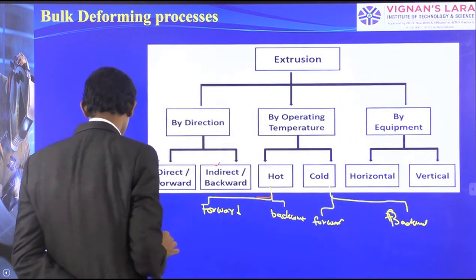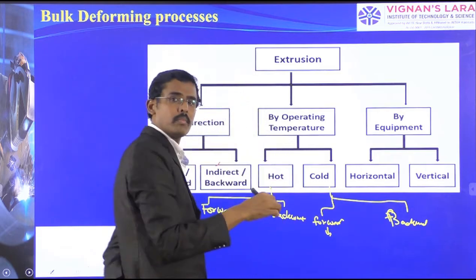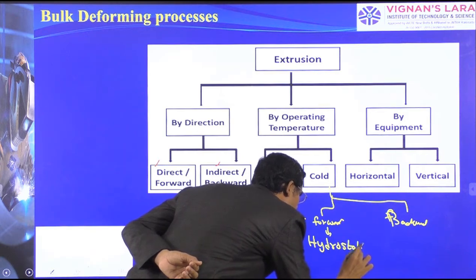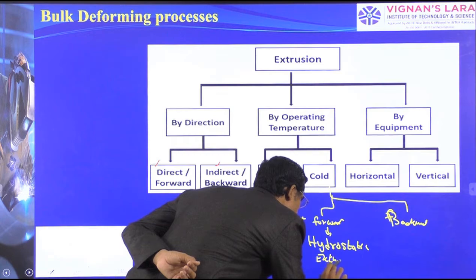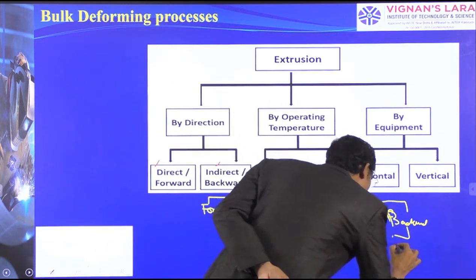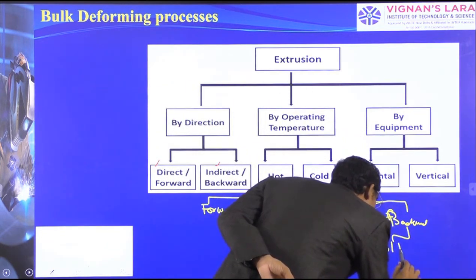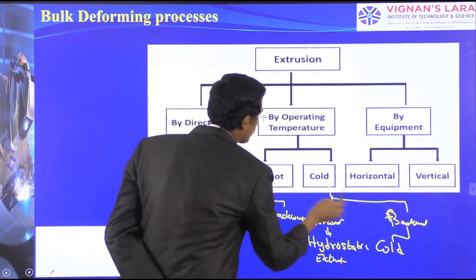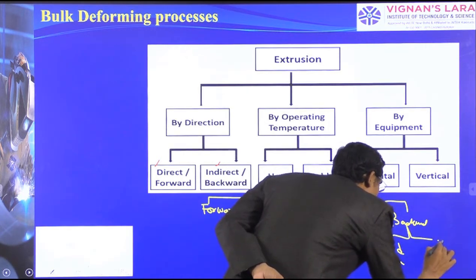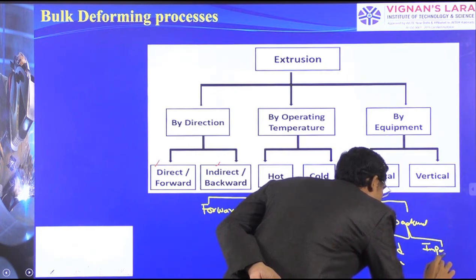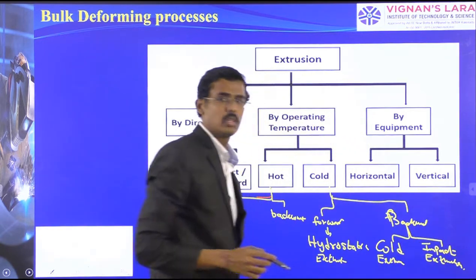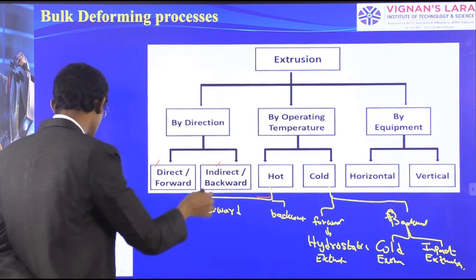Yes. Now what I am doing, I am dividing one more time with hydrostatic extrusion methods. And this backward extrusion I am dividing again one more time as cold extrusion. This comes from cold, you see, backward and cold. Cold extrusions. And one more naming as impact extrusions. Impact extrusions. So likewise, I want to classify these extrusion processes.